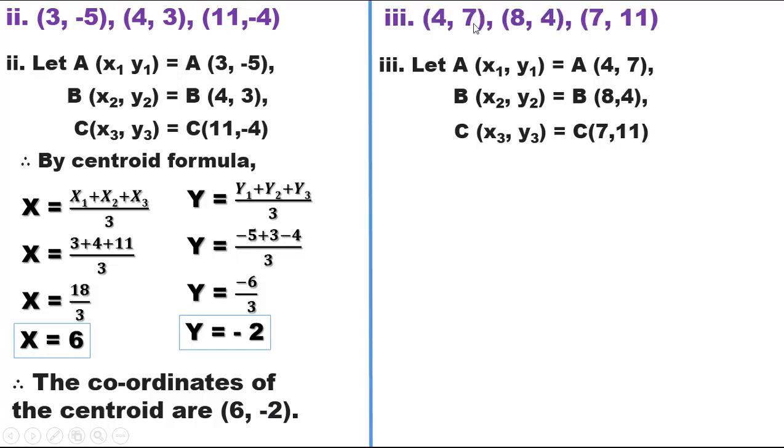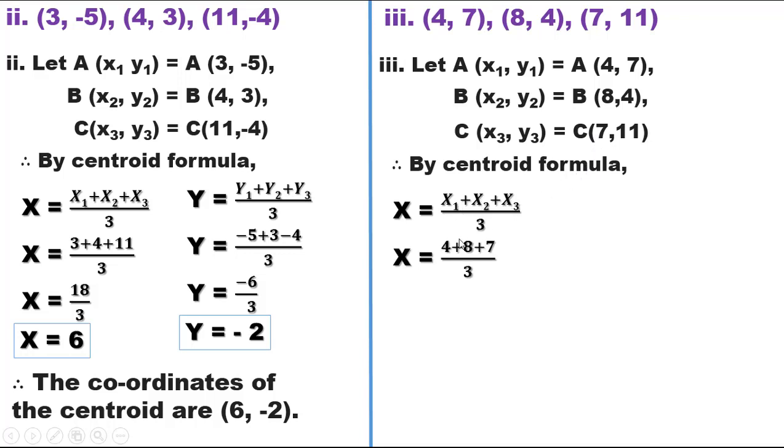Then the third example is (4, 7), (8, 4) and (7, 11). Let us assume that A = (x1, y1) = (4, 7). The coordinates of B = (x2, y2) = (8, 4). And the coordinates of C = (x3, y3) = (7, 11). By the centroid formula, x = (x1 + x2 + x3) divided by 3. x = (4 + 8 + 7) divided by 3. x = 19 upon 3.